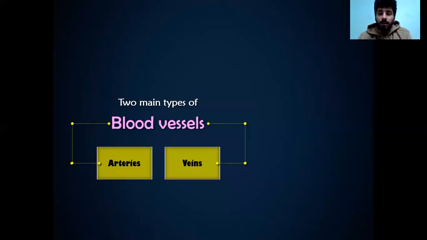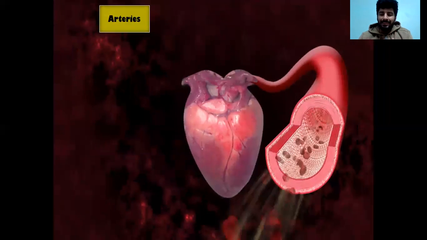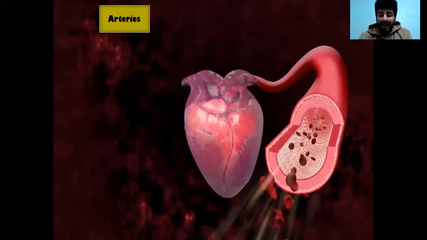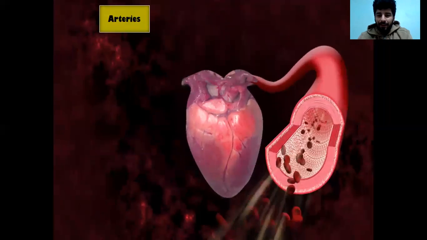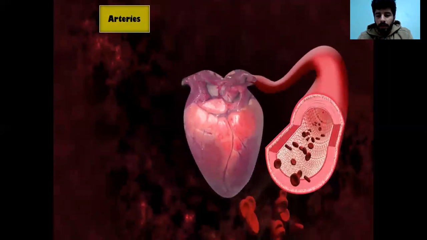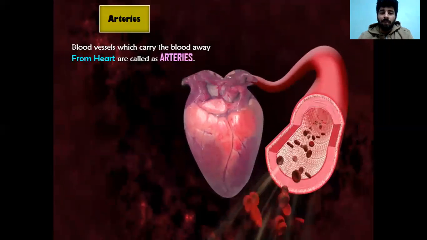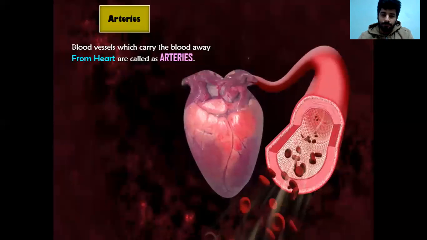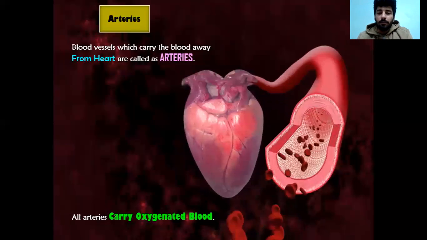Now students, you might get confused a lot between the functions of the two, so we'll try to break it down and make it a little simpler. Let's focus first on the arteries. Take this one thing in for sure: arteries take the blood away from the heart. A for arteries, A for away from the heart. So the blood vessels which carry blood away from the heart are called arteries. And obviously they are going to carry oxygenated blood.